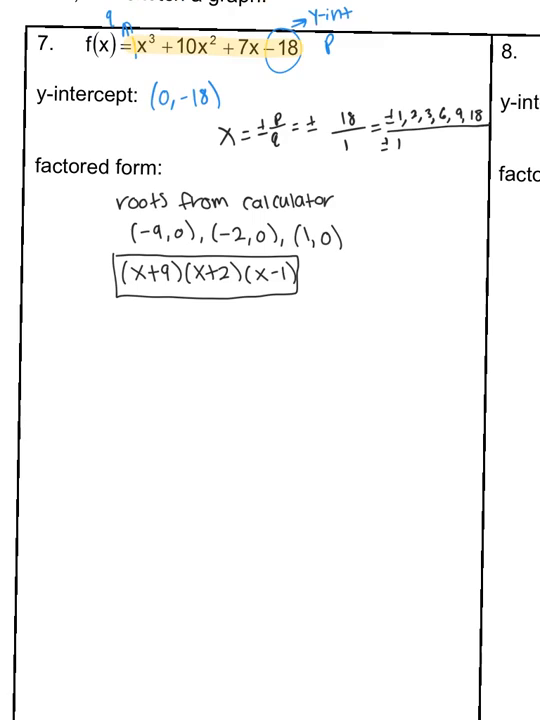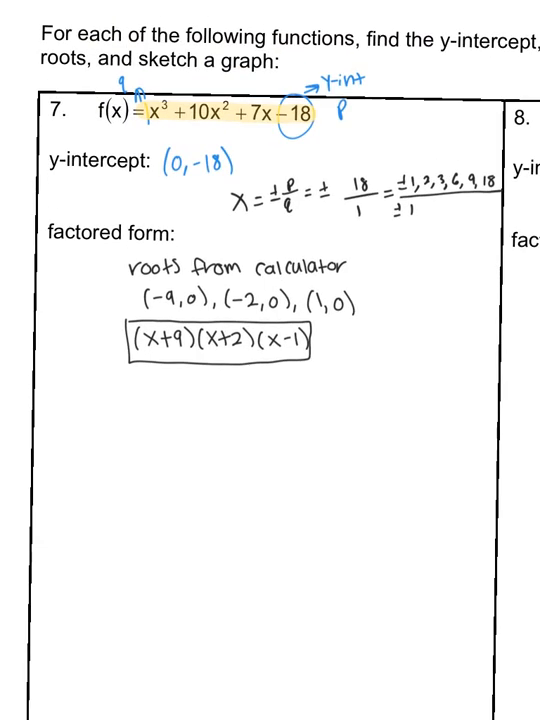Looking for your end behavior, your highest exponent here is a 3, and your leading coefficient is a 1. So this is an odd degree positive. So the right end is going to be facing up, and the left end is going to be facing down. So the right end is going to be going up.